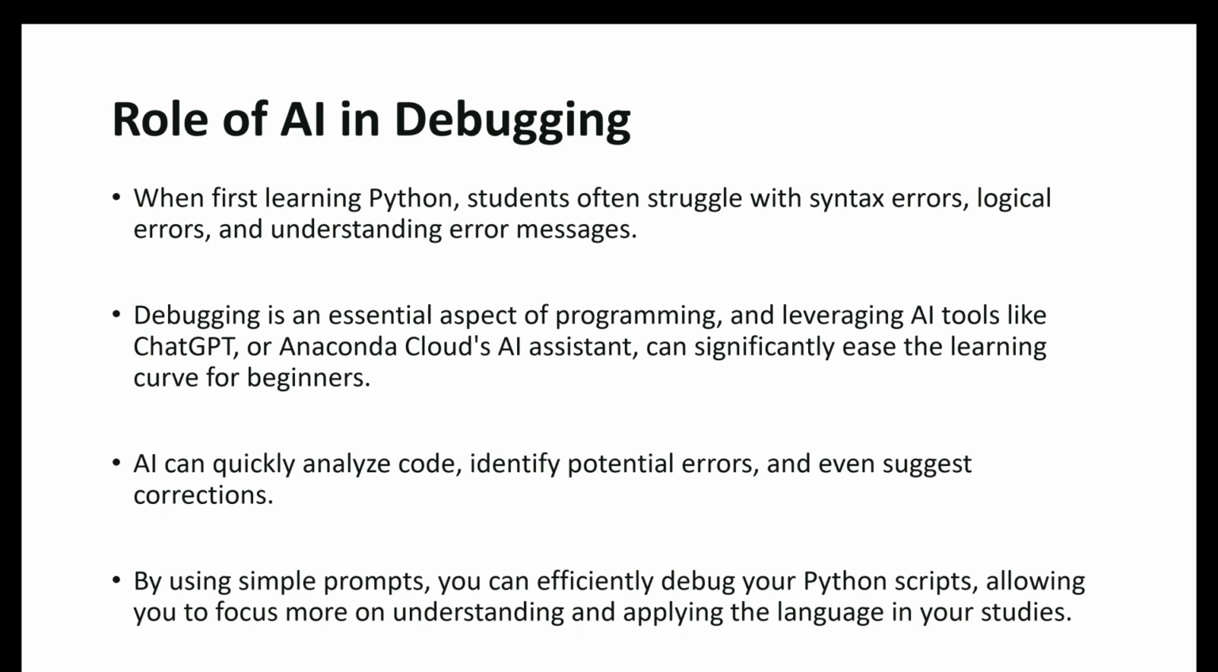The use of AI for debugging is becoming a trend nowadays, right? As it offers numerous benefits. AI can quickly analyze code, identify potential errors, and even suggest corrections or solutions. And this not only saves time, but also provides a learning opportunity by showing you what went wrong and how to fix it, right? So for beginners, AI helps in learning, okay?